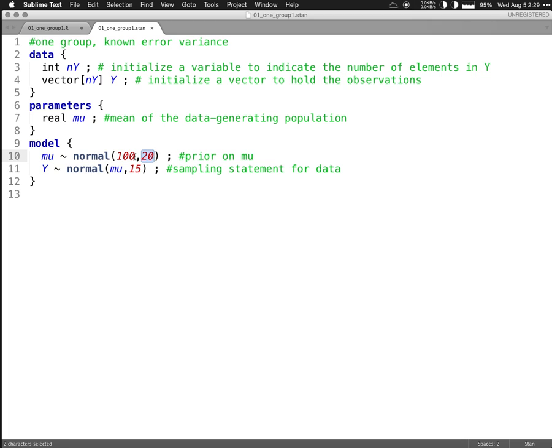So we've shifted and narrowed quite a bit in our beliefs about mu. Shifted because the data actually suggested we should shift, and the narrowing is reflecting the sort of amount of information that was garnered from the data.